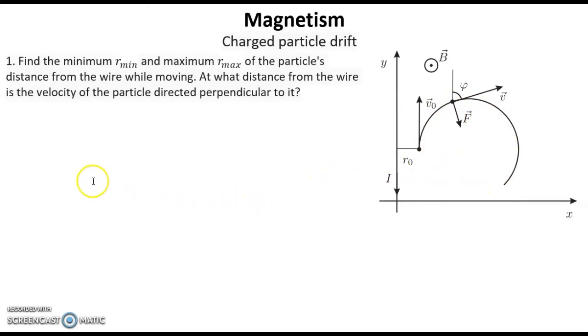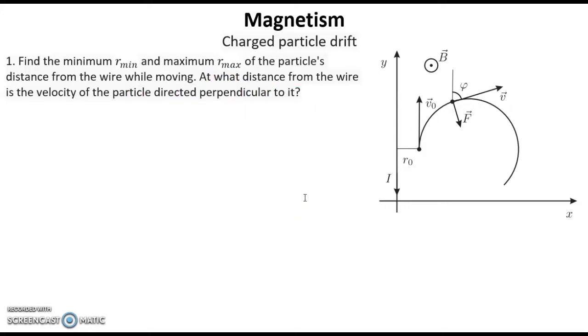So let's answer the first question. Find the minimum and maximum of the particle's distance from the wire while moving. At what distance from the wire is the velocity of the particle directed perpendicular to it?